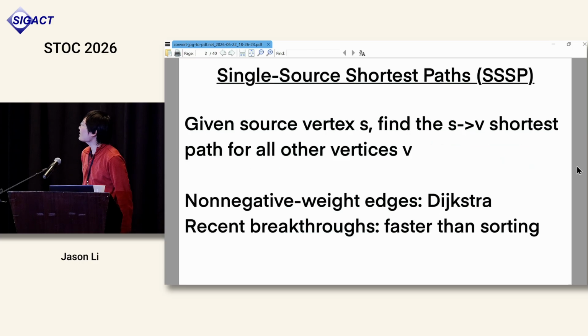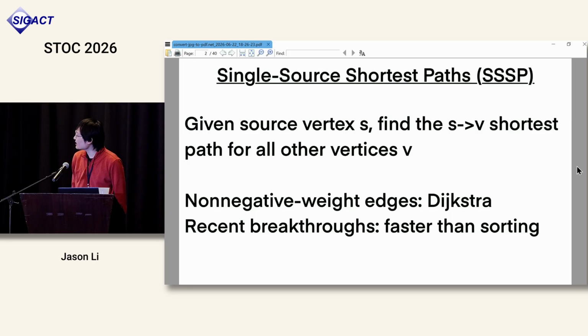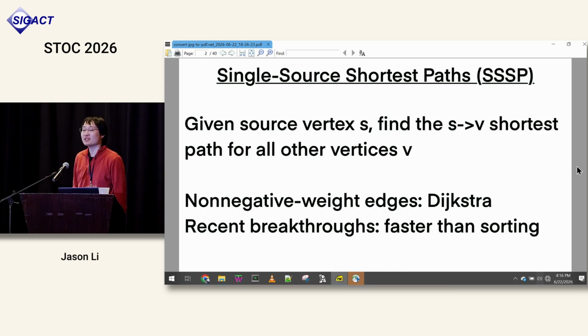Okay, so in this talk, we'll look at the single source shortest path problem. Given a source vertex s, find the shortest path to all other vertices v. And in the case of non-negative weights, of course, Dijkstra's algorithm accomplishes this in near linear time. Still in the Dijkstra setting, there have been some recent breakthroughs that solve it faster than sorting, but we will be talking about a different setting which allows for negative weights.